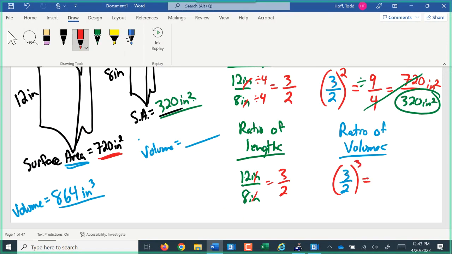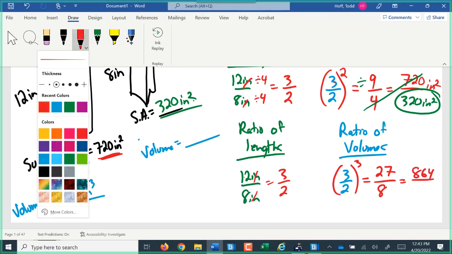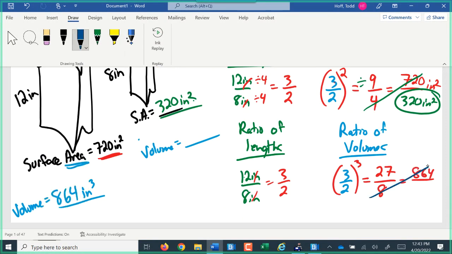So we cube it. 3 cubed is 3 times 3 times 3, 27, over 8. 2 cubed is 8. Good. So the 864 is going to go with the bigger or the smaller? Bigger. And we shall cross multiply and divide. 8 times 8, 64, divided by 27.